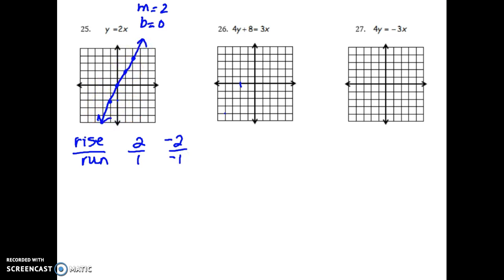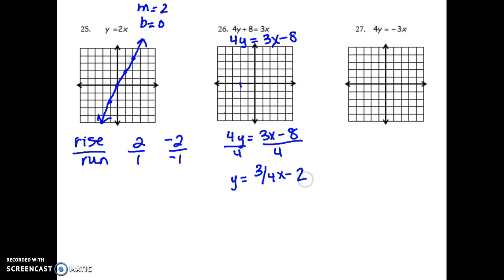All right, 26, I'm going to work it down here. I'm going to take my 8 and bring it to the other side. Actually, I can do it right here. 4y is equal to 3x minus 8. Okay, I'll rewrite that here. 4y equals 3x minus 8. But when I divide both sides by 4, like this, I end up with y is equal to 3/4 x. And then negative 8 divided by 4 is a negative 2. So from here, my slope is 3/4, and my y-intercept is negative 2.